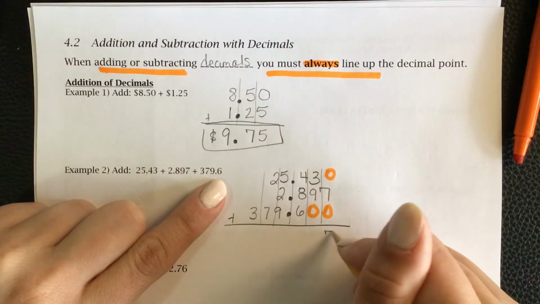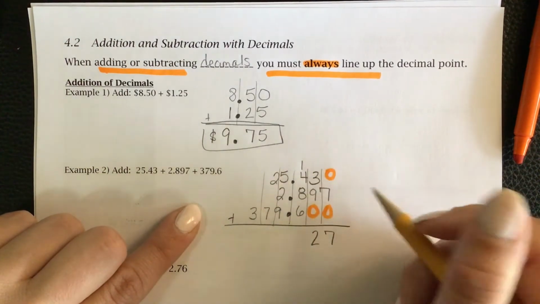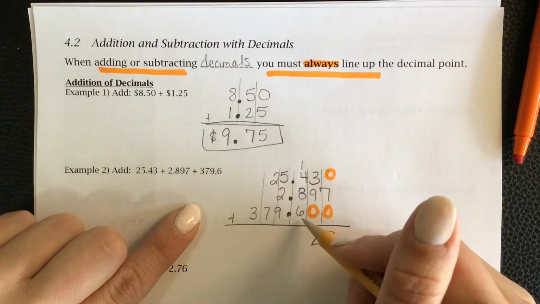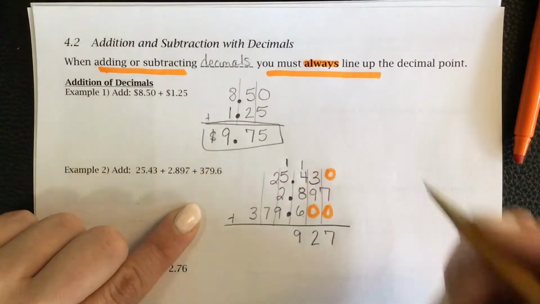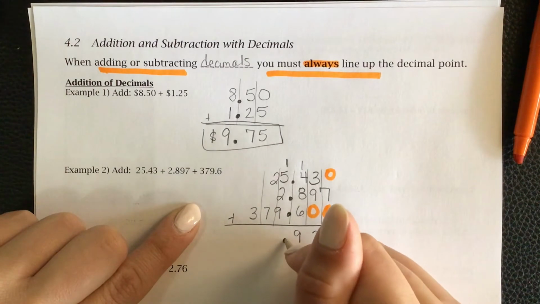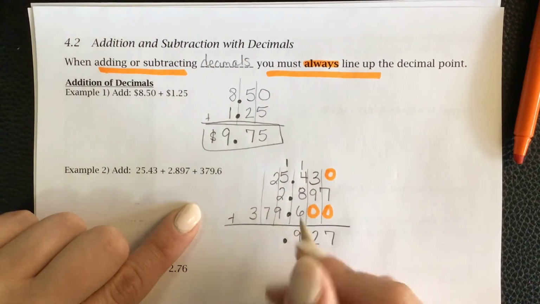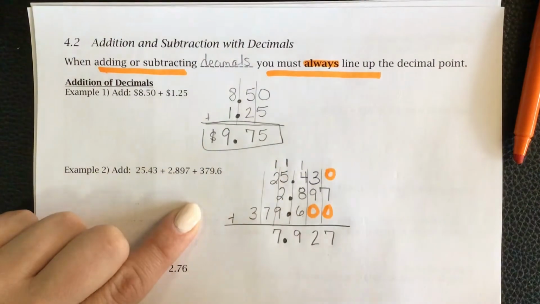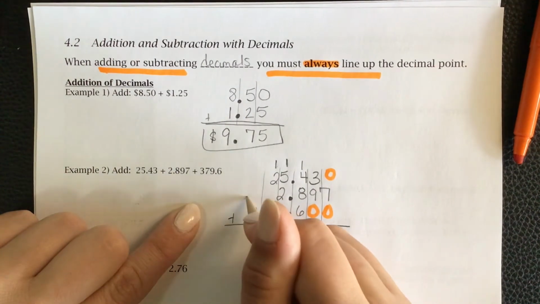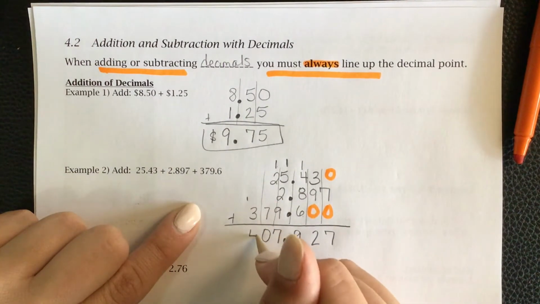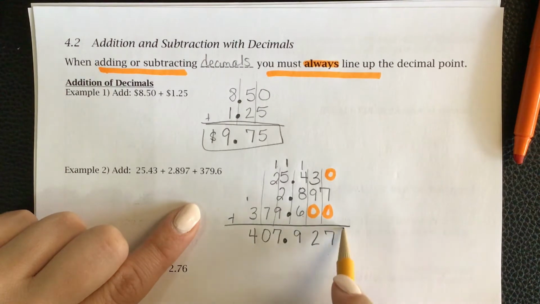0 plus 7 plus 0 is 7. 3 plus 9 is going to give you 12. 1 plus 4 is 5. And then I'm going to skip to add 6, which is 11, plus 8 is 19. Carry the 1. Bring down your decimal point. 5 plus 1 is 6. 7, 8, plus 9 is 17. 2 plus 1 is 3, plus 7 is 10. Carry the 1. And 3 plus 1 is 4. So our answer is 407 and 927 thousandths.